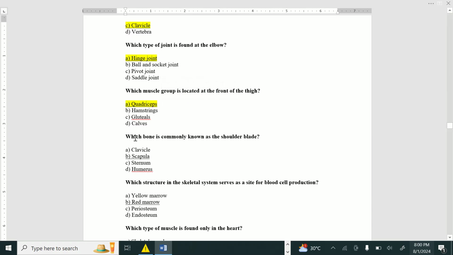The next MCQ is: which bone is commonly known as the shoulder blade? A. Clavicle, B. Scapula, C. Humerus, and D. Sternum. So the correct option is B.